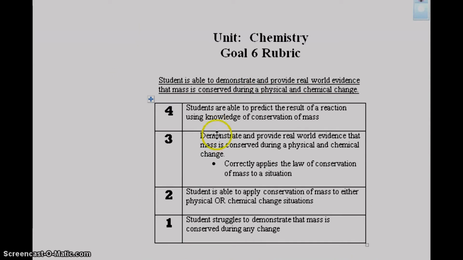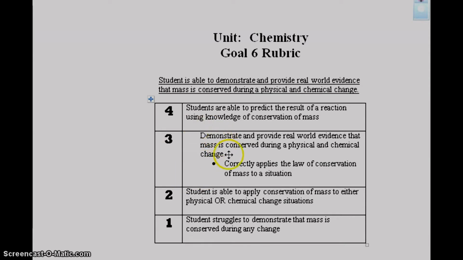For this goal, students need to be able to demonstrate and provide real-world evidence that mass is conserved during a physical and a chemical change. So you talked about chemical and physical change in the last goal, and we are reviewing it in this goal and adding some things on.